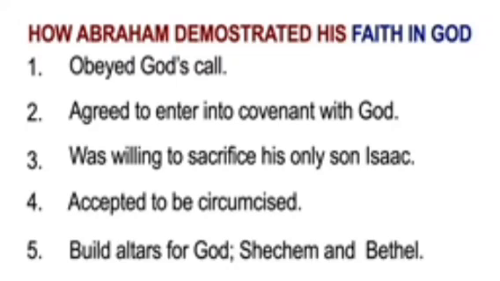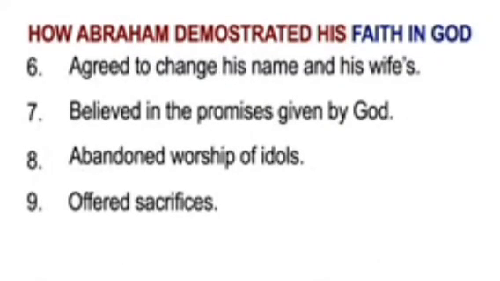Number 3, Abraham was willing to sacrifice his only son Isaac. Number 4, he accepted to be circumcised together with his household. Number 5, Abraham built altars for God at Shechem and Bethel. This was, remember, to worship God. Number 6, he agreed to change his name and that of his wife. Number 7, Abraham believed in the promises given to him by God. And at number 8, he abandoned the worship of idols and started worshiping the true God, that is Yahweh.